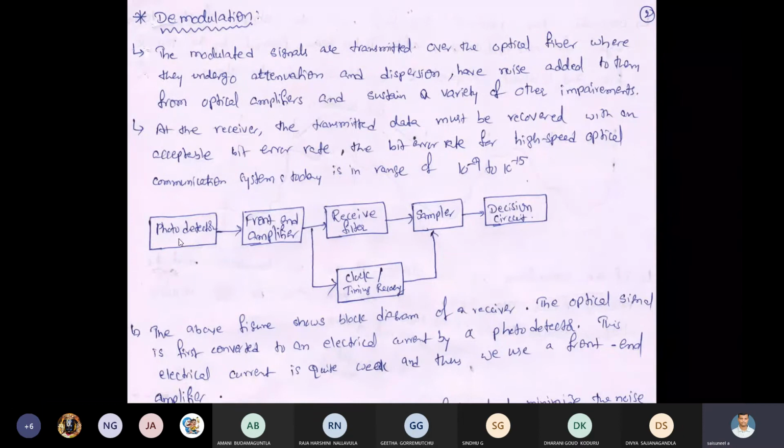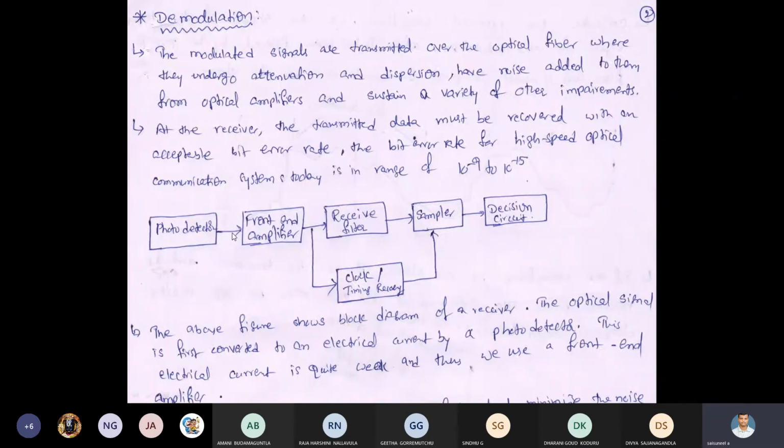Here is how it works. The first stage is the photodetector. Before this photodetector is the optical fiber. In the optical fiber, we receive the optical signal, then give it to the photodetector stage. The photodetector converts the optical signal to an electrical signal first. That is, the output of the photodetector is an electrical signal.